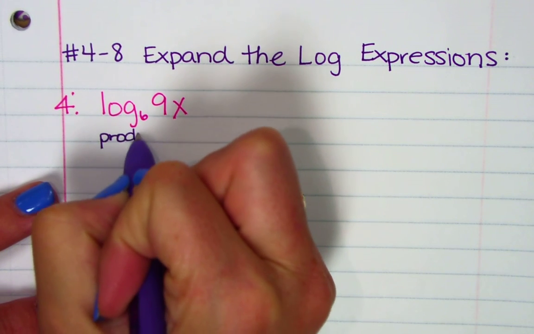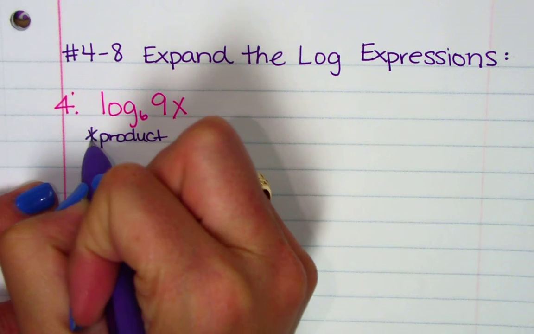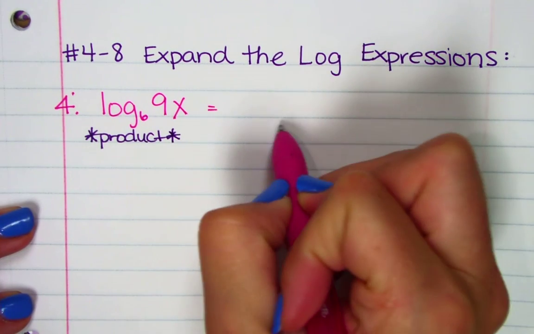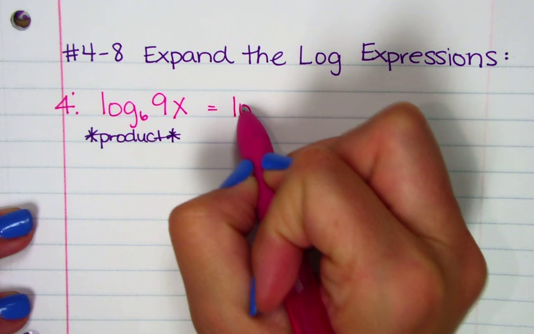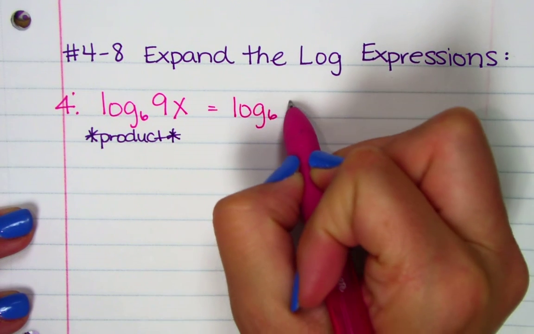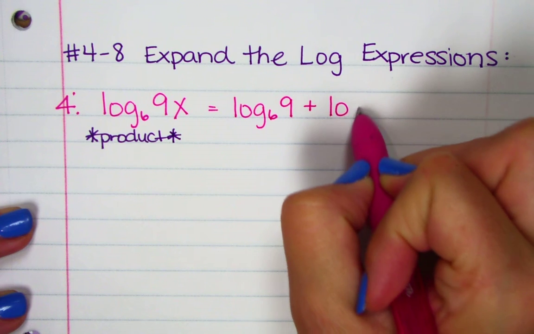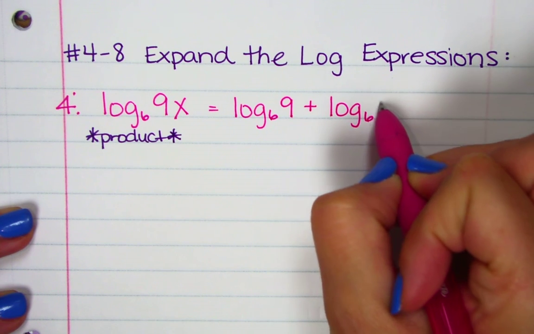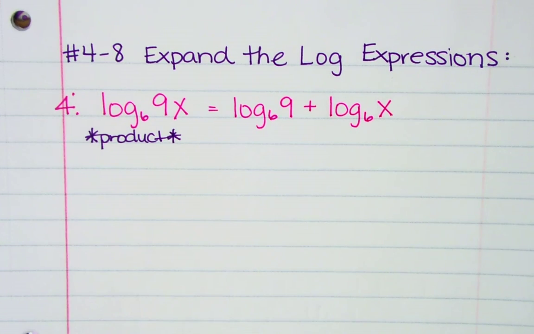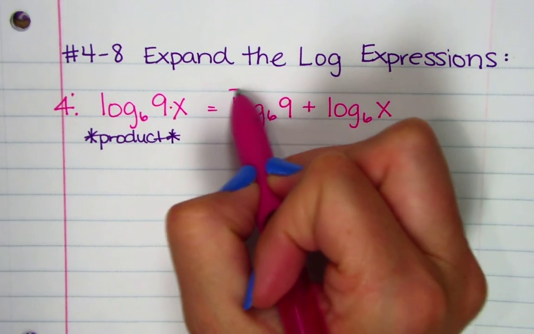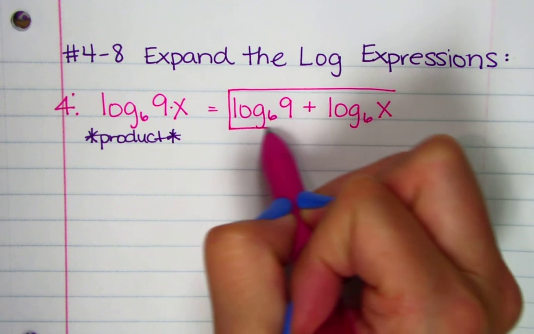Product. Right, and then we add. Since we're expanding, it's going to get bigger. We'll write log base 6 of 9 plus log base 6 of x. Right, that's 9 times x. So we expanded it, and that is our answer.